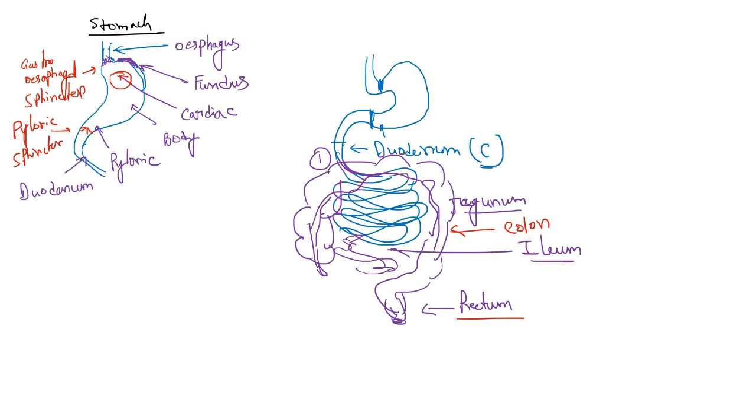Okay. And the colon is divided into four different sections: ascending, transverse, descending and sigmoid. Four different sections: ascending colon, transverse colon, descending colon and sigmoid colon.